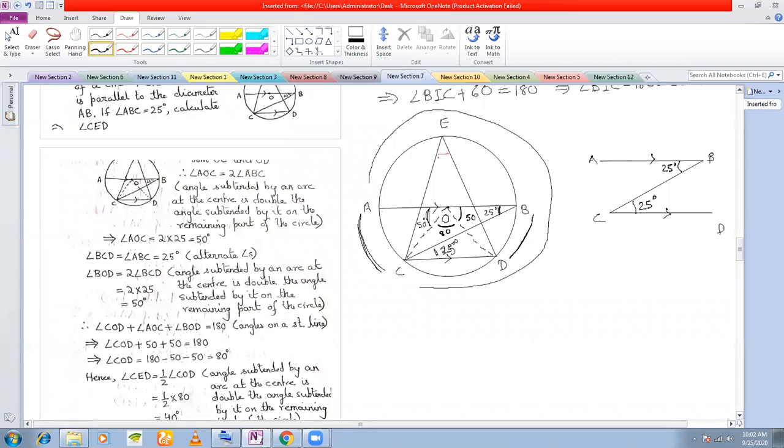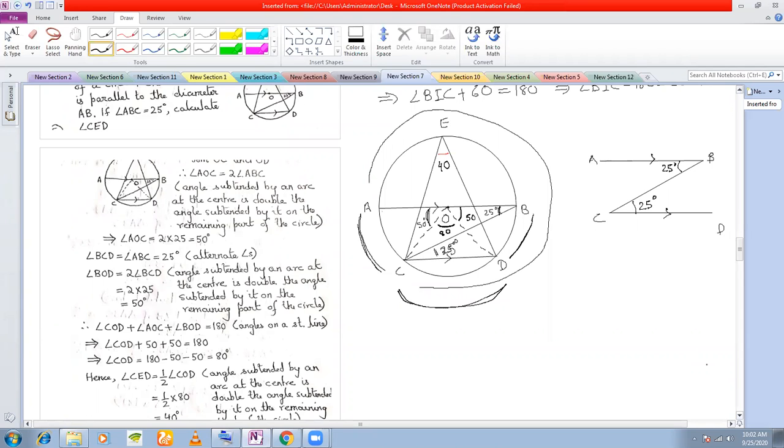Now how will you determine the red angle? Can you see a relation between 80 degree and this red angle? What is this 80 degree? Yes, sir. 80 degree angle is the angle subtended by this arc CD at the center of the circle. And this red angle is the angle subtended at the circumference. So this angle should be half. So if this is 80, this should be 40.